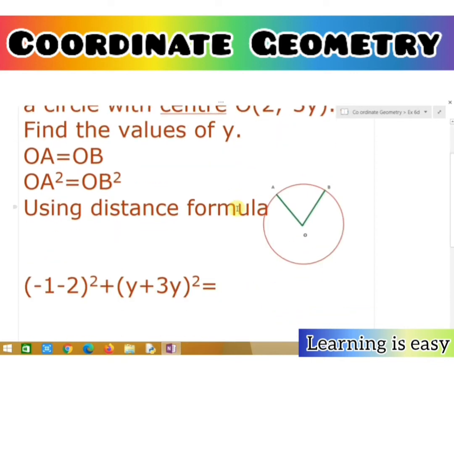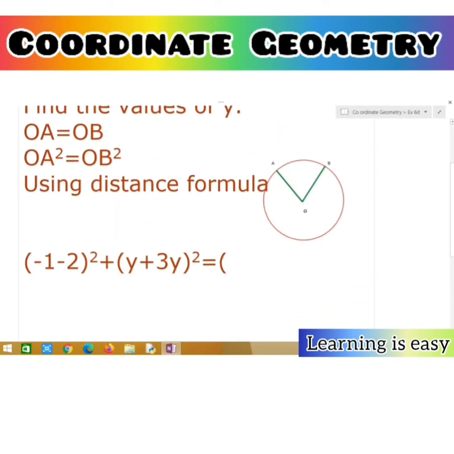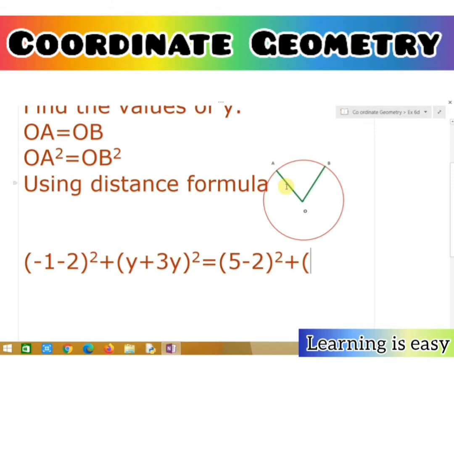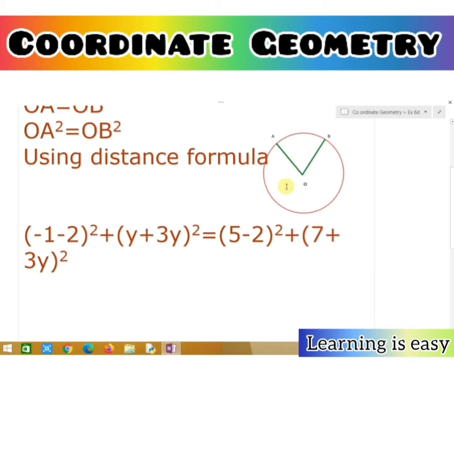OB, that's going to be 5 minus 2 whole square plus 7 minus of -3, so that's going to be 7 plus 3y whole square. So -3 whole square is 9 and y plus 3y is of form a plus b whole square. So we just need to expand the formula.